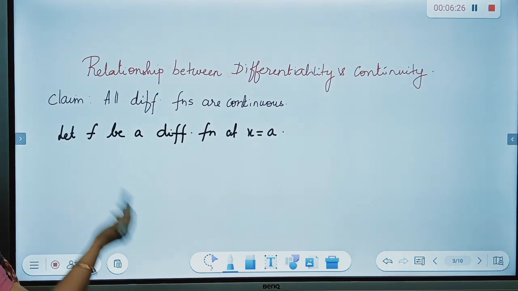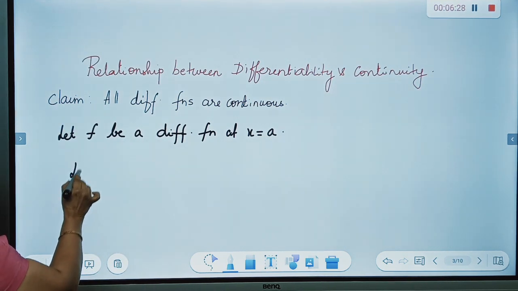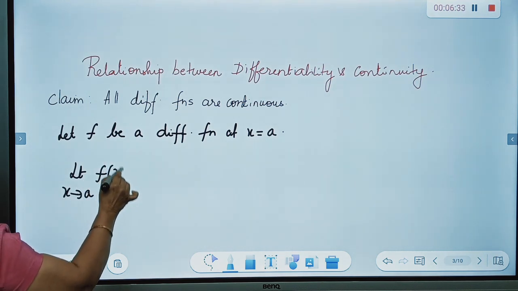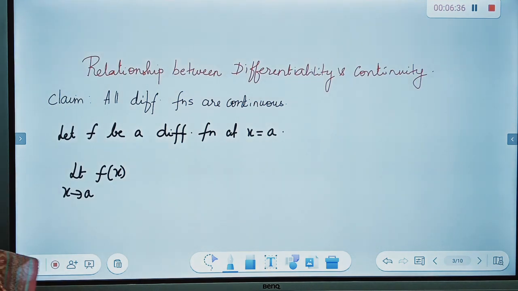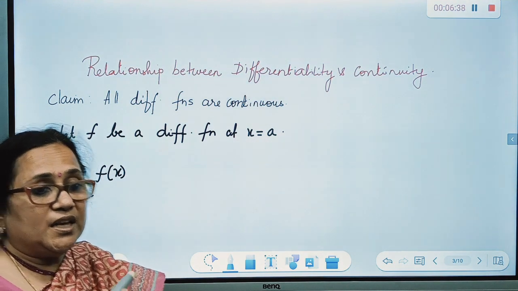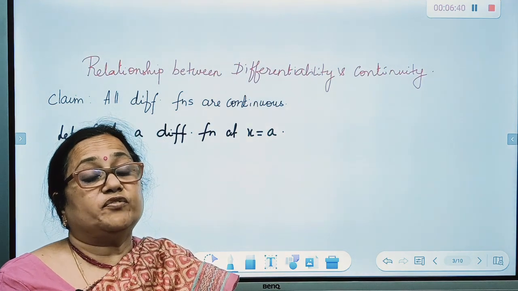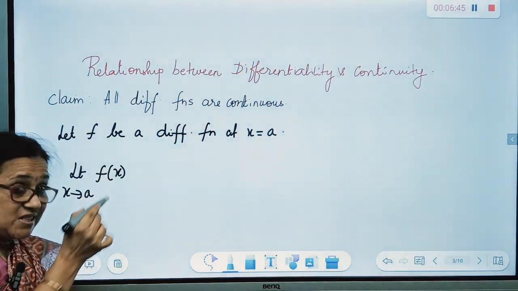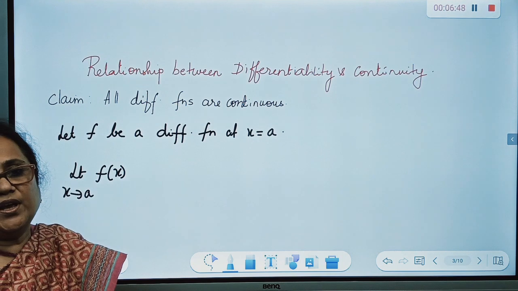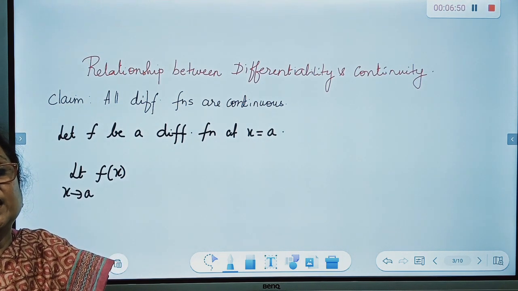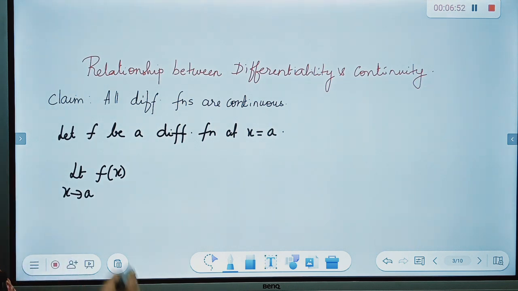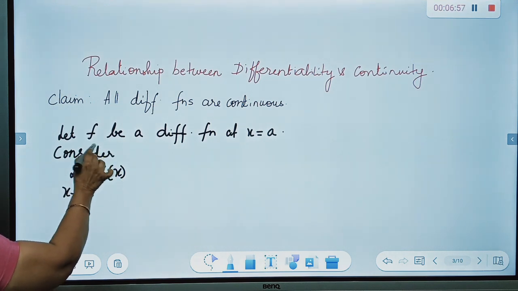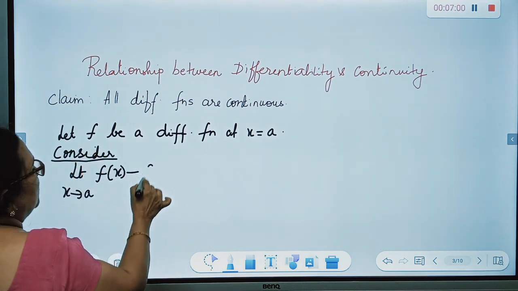Now, if I have to prove it is continuous, I have to prove what? Limit x tends to a, f of x equal to f of a. If a function is continuous, what is the meaning? The limit exists and it's equal to the value of the function at the indicated point. So if limit x tends to a, f of x exists and it is equal to f of a, we say that the function is continuous. So I am going to consider limit x tends to a, f of x minus f of a.